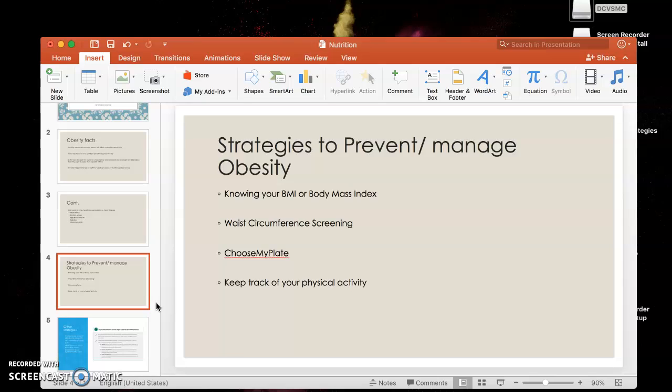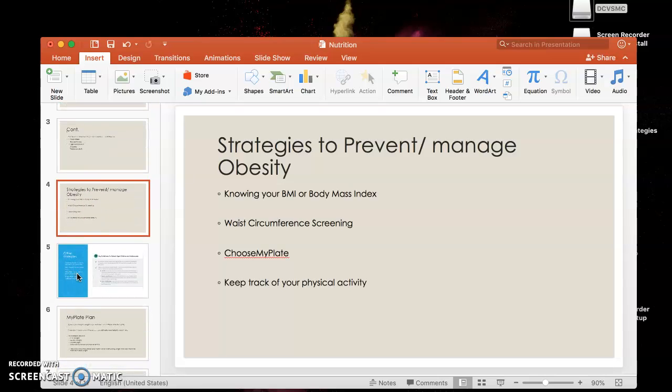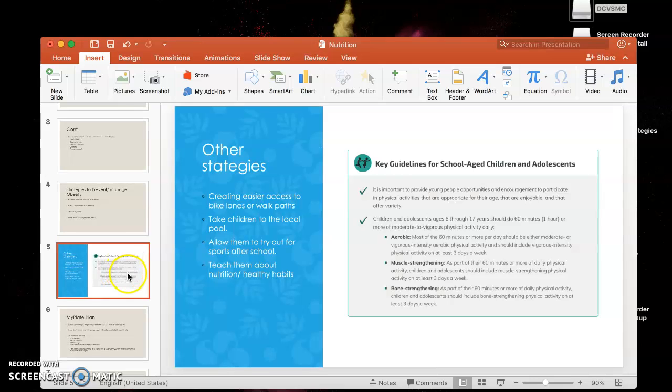And then finally, just keep track of your physical activity. Make sure you're having your 60 minutes of physical activity every day. It doesn't have to be all at once, but just spread it out throughout the day. Some strategies: if you have bike lanes or walk paths, take advantage of those. At least in Chico, we know we have those. You can just take your bike and ride along those paths. You don't even know you're exercising.